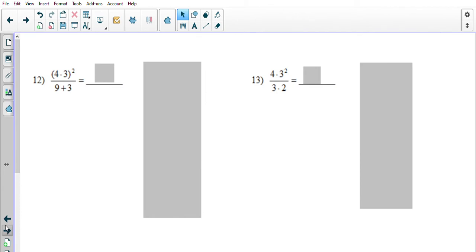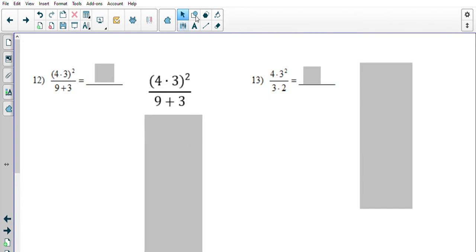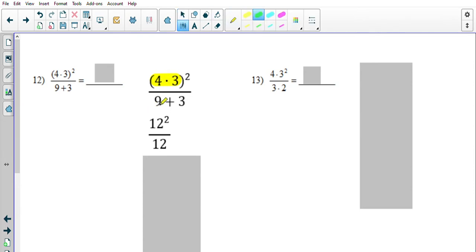4 times 3 in parentheses to the second power all over 9 plus 3. So I would start by doing the parentheses or grouping symbols here. 4 times 3, of course, is 12. You can drop those parentheses or grouping symbols here since we evaluated 4 times 3. The other thing I did in the same step was I did 9 plus 3 to get our 12 as our denominator.